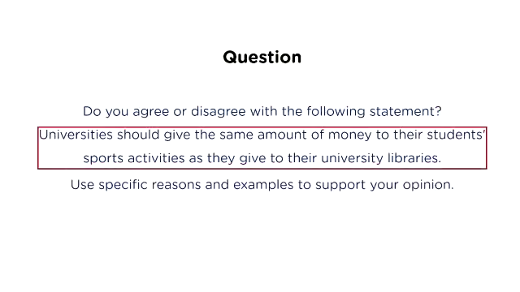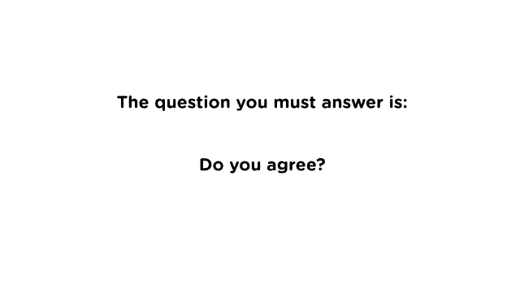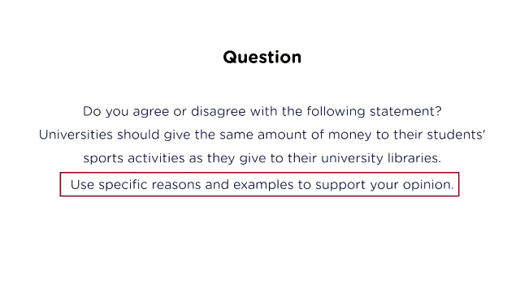Here's the thing that you're actually arguing about. So in this case, it's universities should give the same amount of money to student sports activities as they do to libraries. So the question you must answer is, do you agree? In my case, yes, I do agree that universities should fund sports facilities the same way they fund libraries. But I have to use specific reasons and examples to support my opinion. All right, so this is what you're being marked on, not your actual opinion, but how well you actually support and develop that opinion.